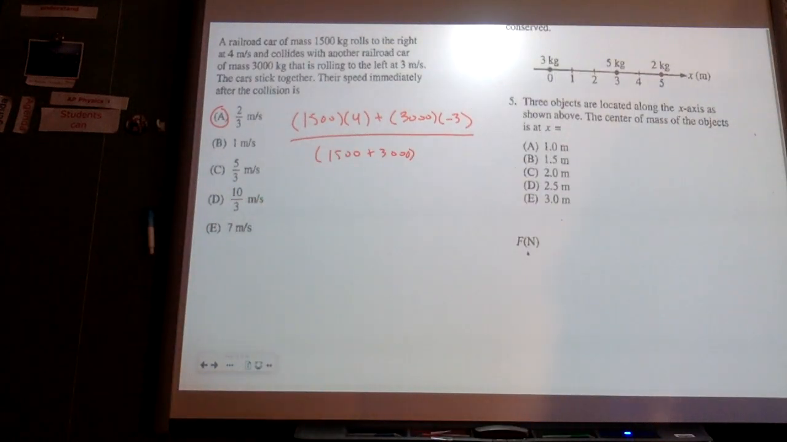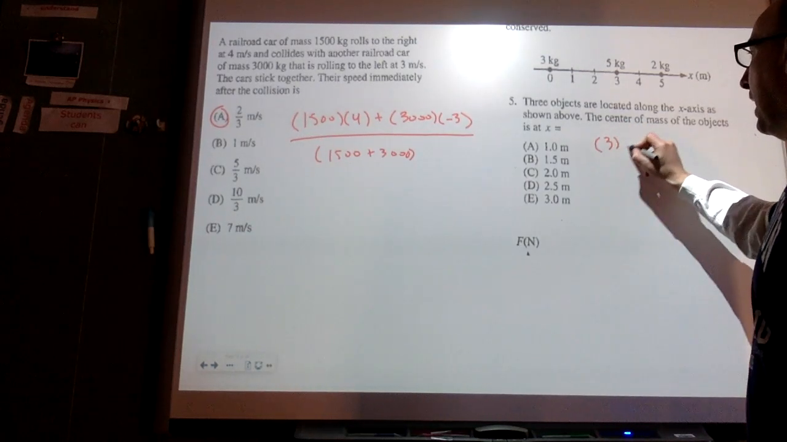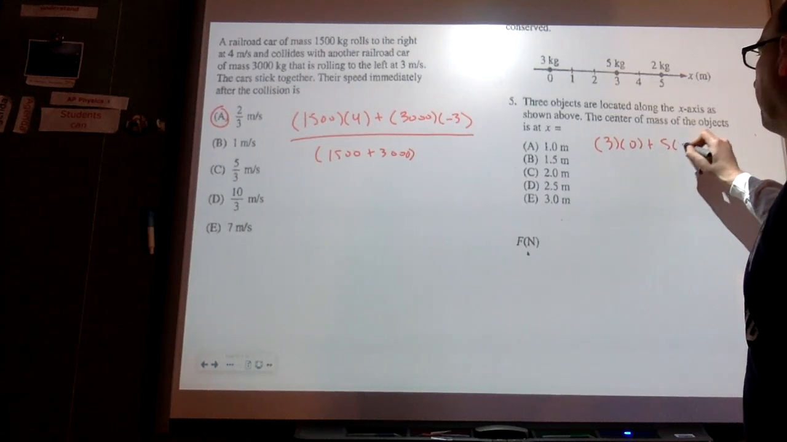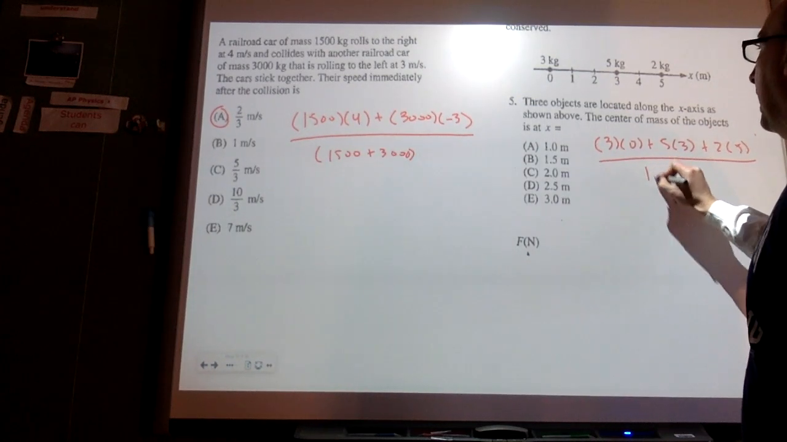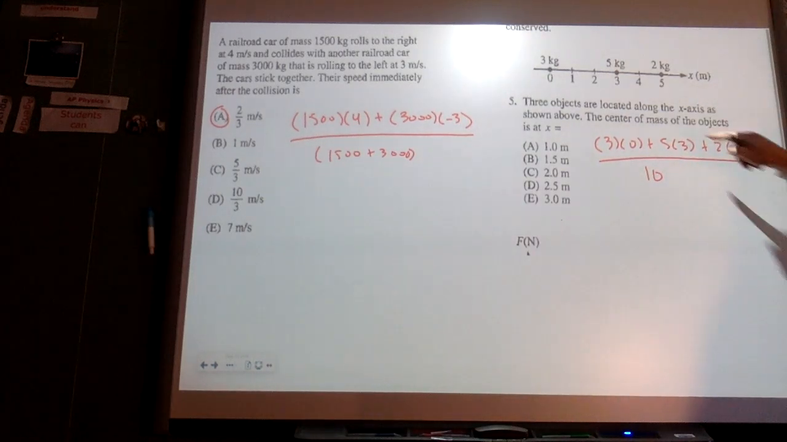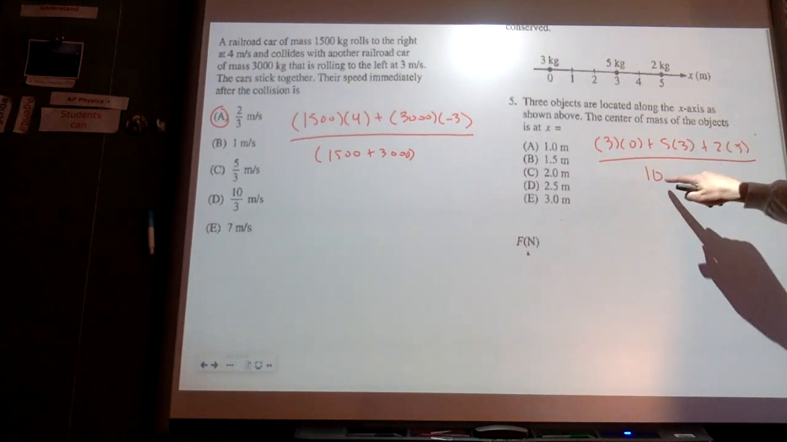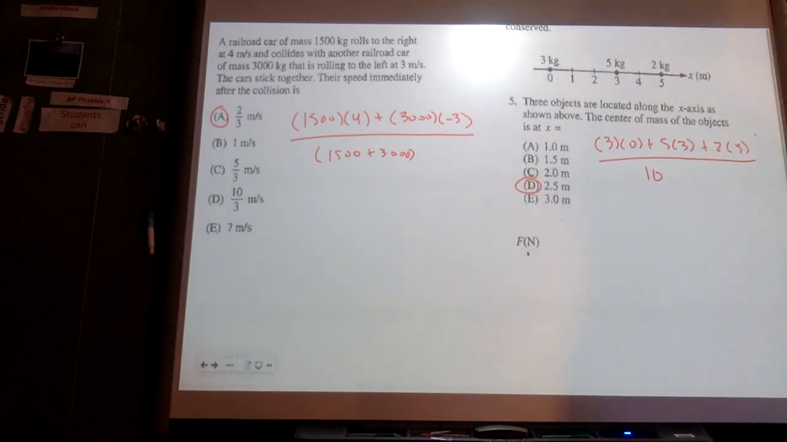3 objects are located along an x-axis as shown above. The center of mass of the objects is, so I have 3 at 0, I have 5 at 3, I have 2 at 5, and I have 10 altogether. So I have 15 plus 10 is 25 divided by 10 is 2.5.